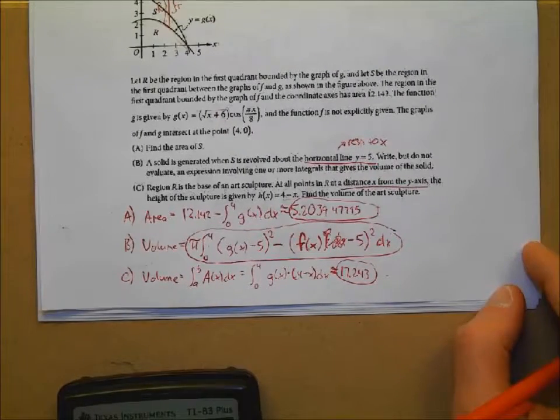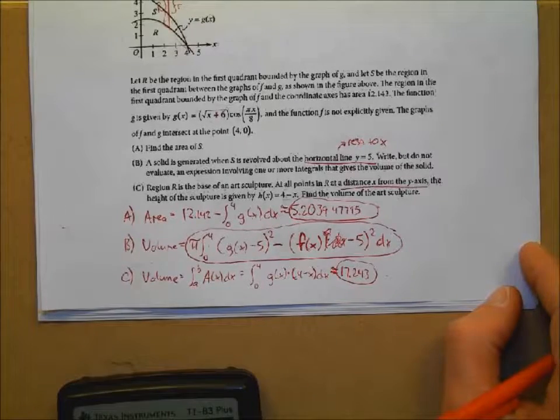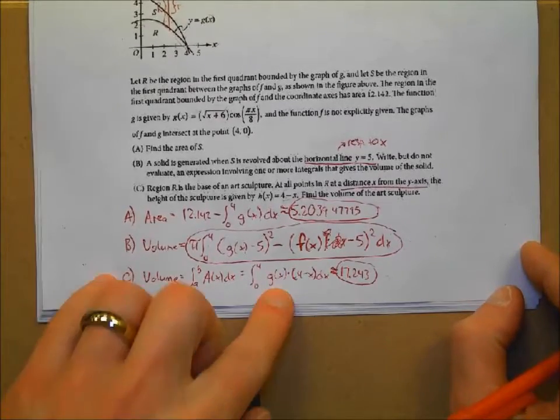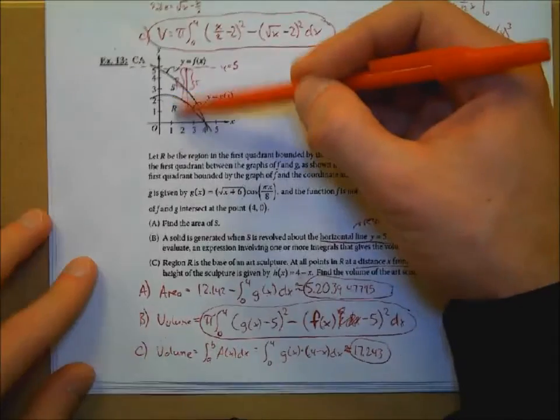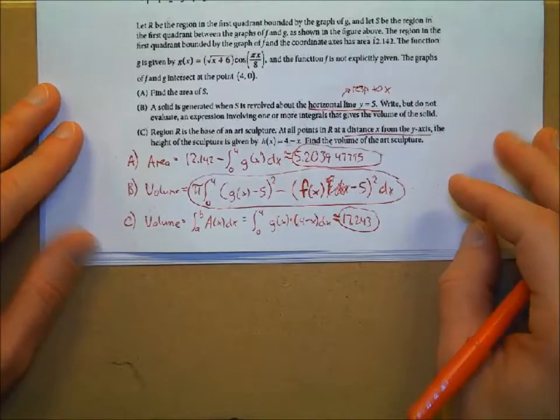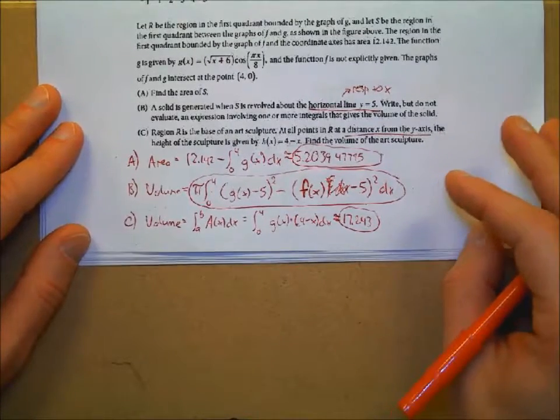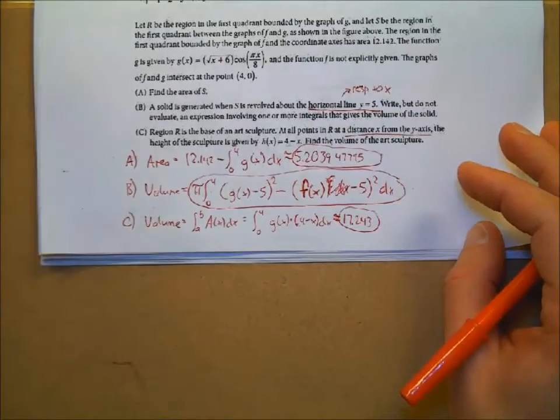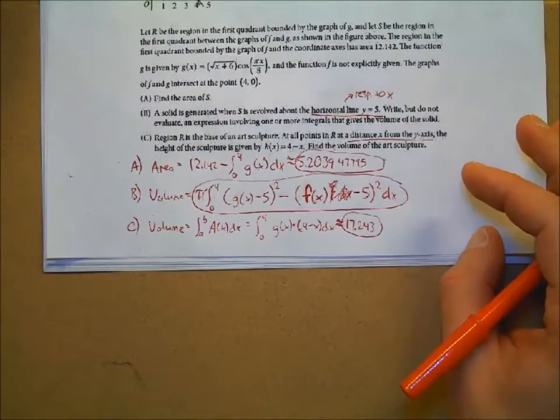So we're not explicitly given cross-section shapes here, but we are told that the height of those cross-sections is going to be 4 minus x. So we'll just take our side length, which is just g of x, the distance from R to the x-axis, and then we'll multiply it by the height of those cross-sections, and then that'll give us the total volume of our sculpture. All right? So, questions on any of that? So far, so good. Okay.